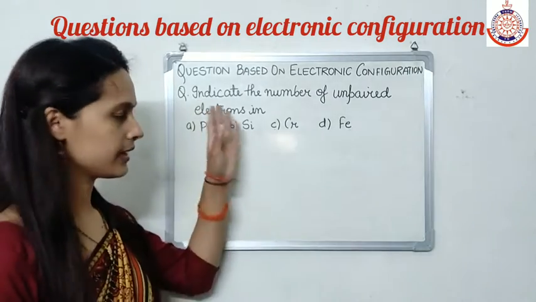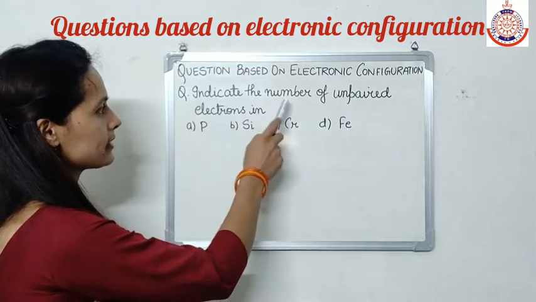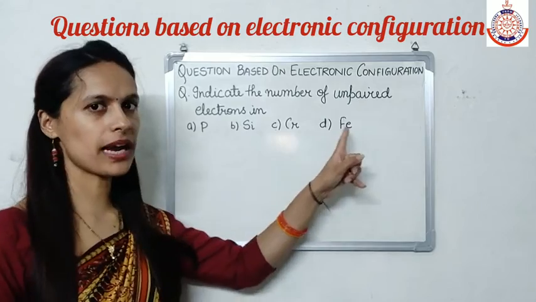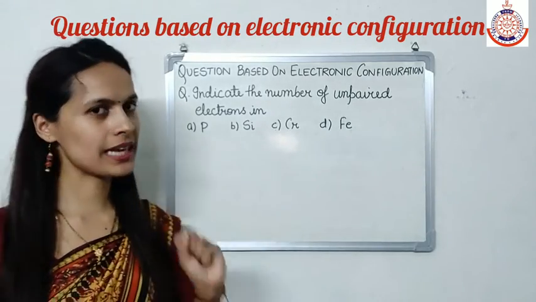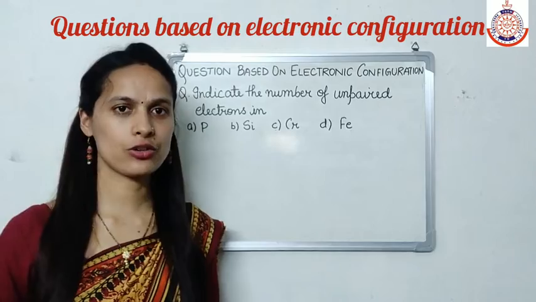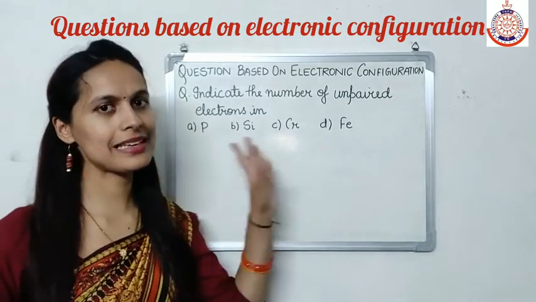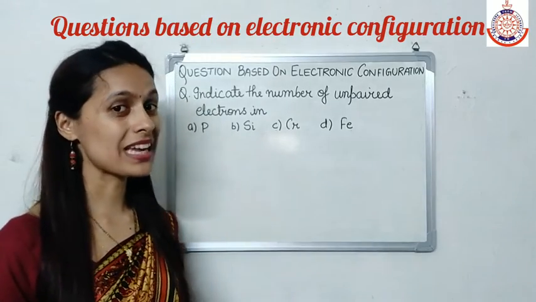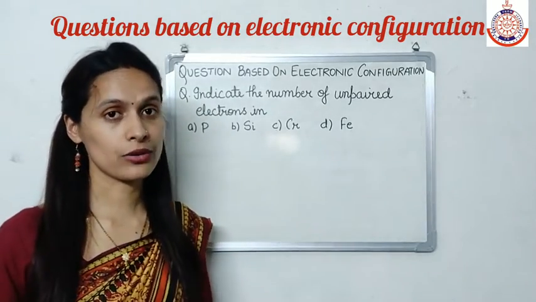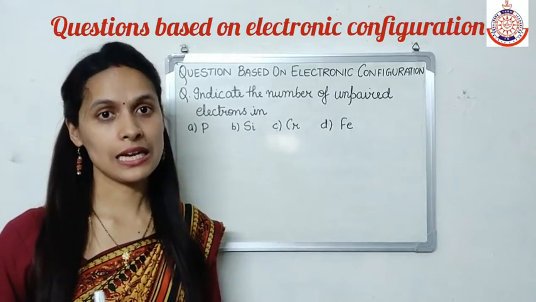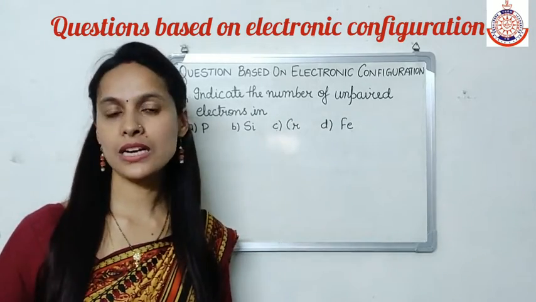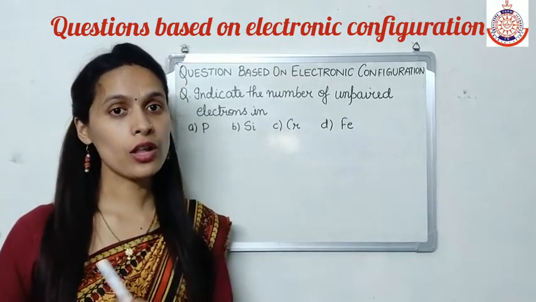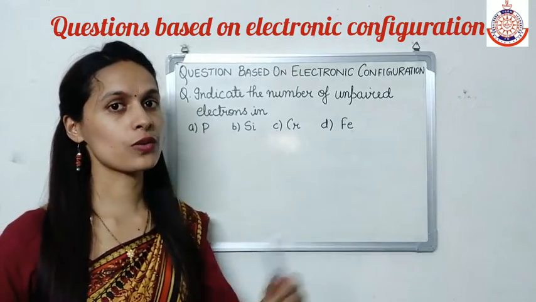Now this is our next question. Indicate the number of unpaired electrons in phosphorus, silicon, chromium and iron. It means we have to tell how many unpaired electrons are present in these elements. For telling the number of unpaired electrons, we have to know about the electronic configuration. So first of all, we'll write the electronic configuration of all these four elements, and you also write the electronic configuration of these elements with me.